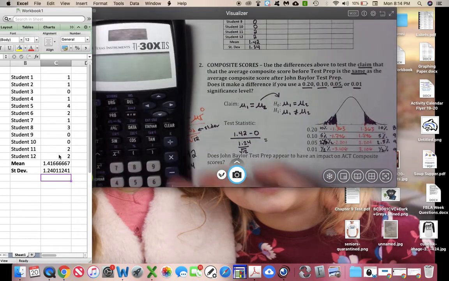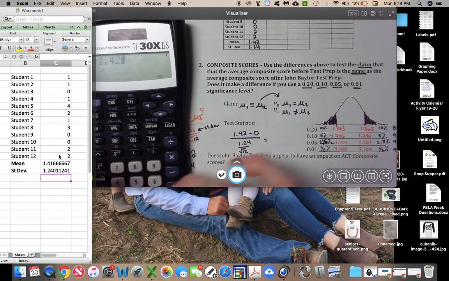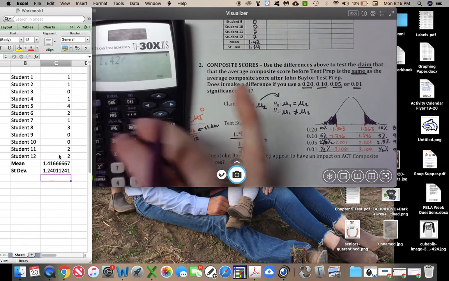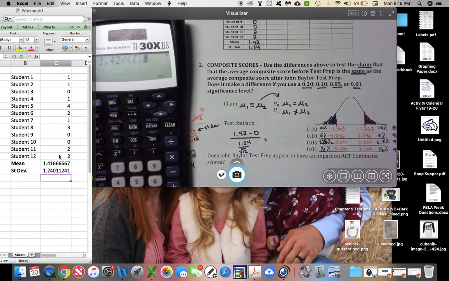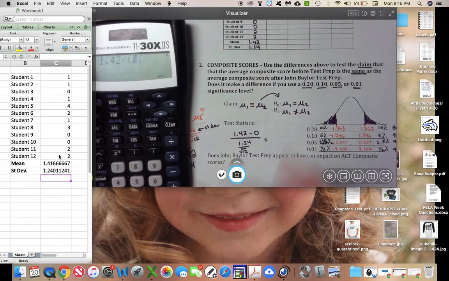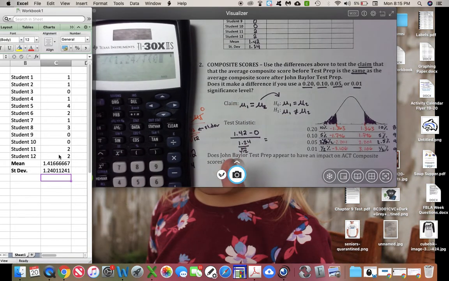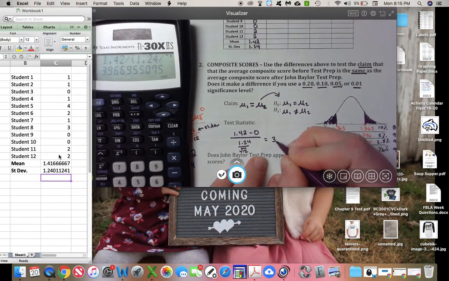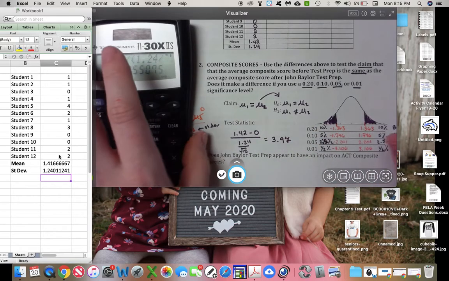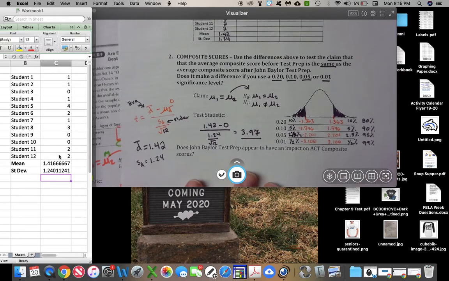So 1.42 divided by, I'm going to do parentheses, 1.24 divided by the square root of 12. Okay, here we go. My test statistic is 3.97-ish. Just judging by this test statistic, we have to figure out where it lives.